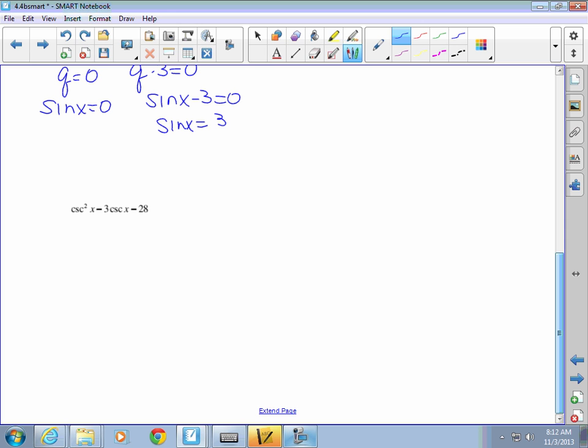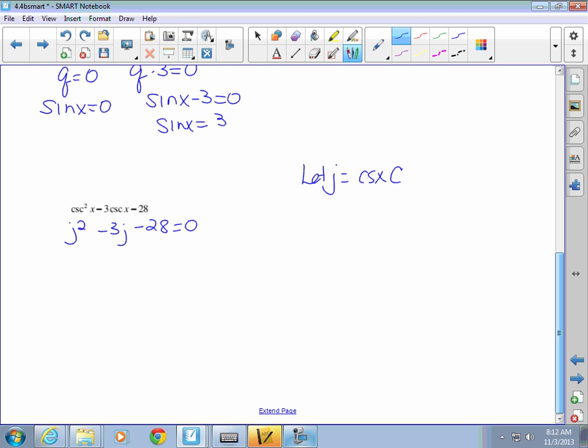Cosecant squared x minus 3 cosecant x minus 28. So I'm going to substitute again. Instead of cosecant of x, I'm going to use a letter, a variable, to substitute in. I'm going to use j this time. I could use q, but I decided to use j. So this one means j squared, because it's cosecant squared, minus 3j minus 28 is equal to 0.